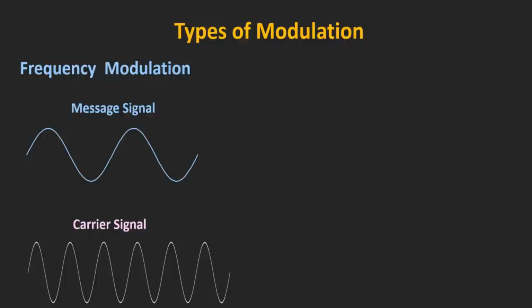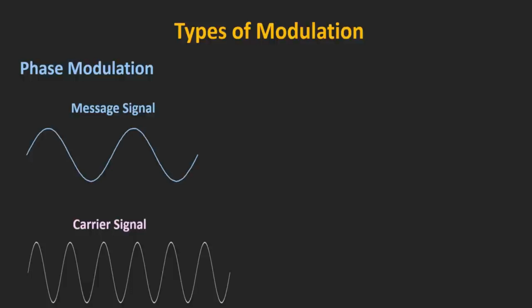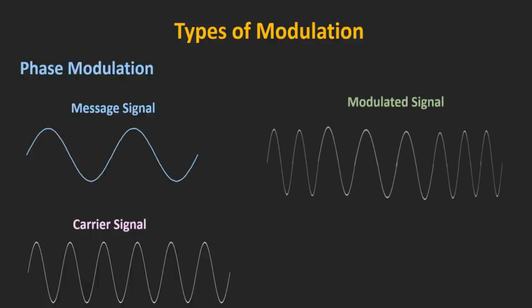Similarly, in frequency modulation, the frequency of the carrier wave changes according to the message signal. With the increase in the amplitude of the message signal, the frequency of the modulated signal also increases. Similarly, with the reduction in the amplitude, the frequency of the modulated signal also reduces. And in phase modulation, the phase of the modulated signal changes according to the message signal. In the upcoming video, we will talk about these different types of modulations.